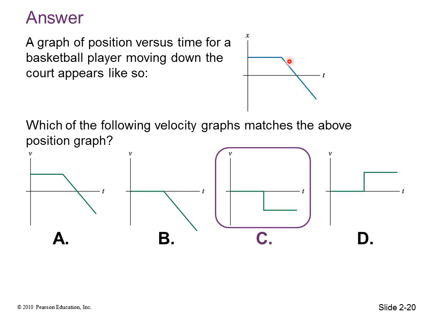So we're looking at a negative velocity and it's constant. So this isn't the answer because it's a positive velocity that's constant. Over here, the velocity is changing, so that would indicate acceleration, so they're out. So C is your answer, and there's your negative velocity.